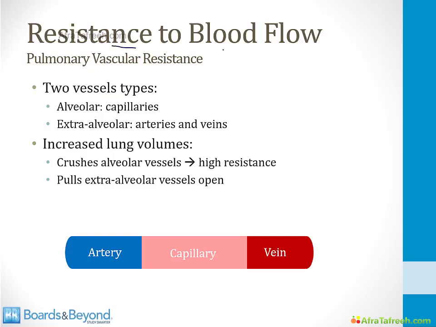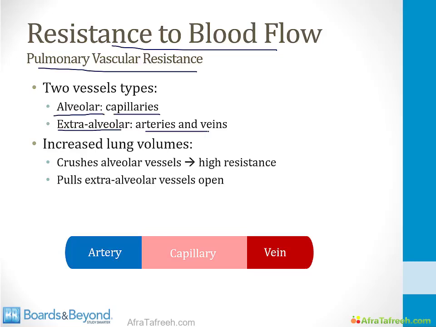Let's talk about the resistance to blood flow as blood moves through the lungs. This is referred to as the pulmonary vascular resistance. In terms of resistance to blood flow, there are basically two types of vessels. There are alveolar vessels, which are the capillaries that surround the alveoli, and then there are extra-alveolar vessels, which are the arteries and veins that supply blood to the alveolar capillaries.